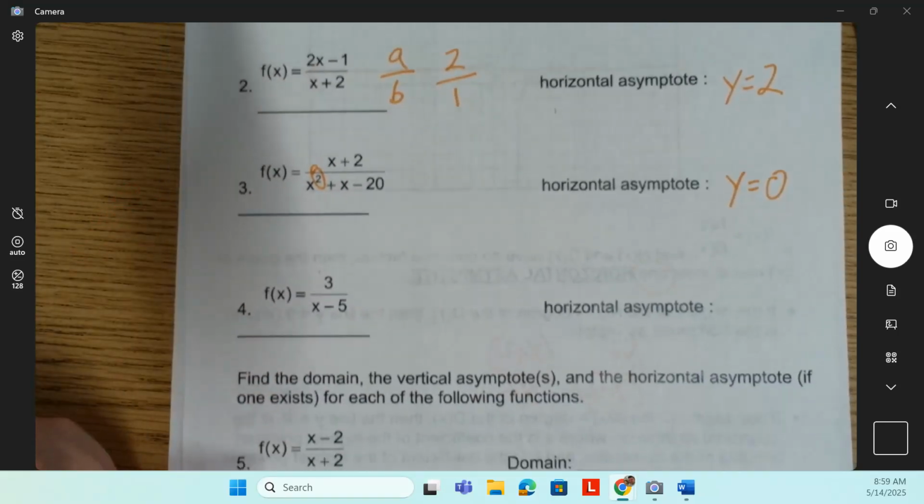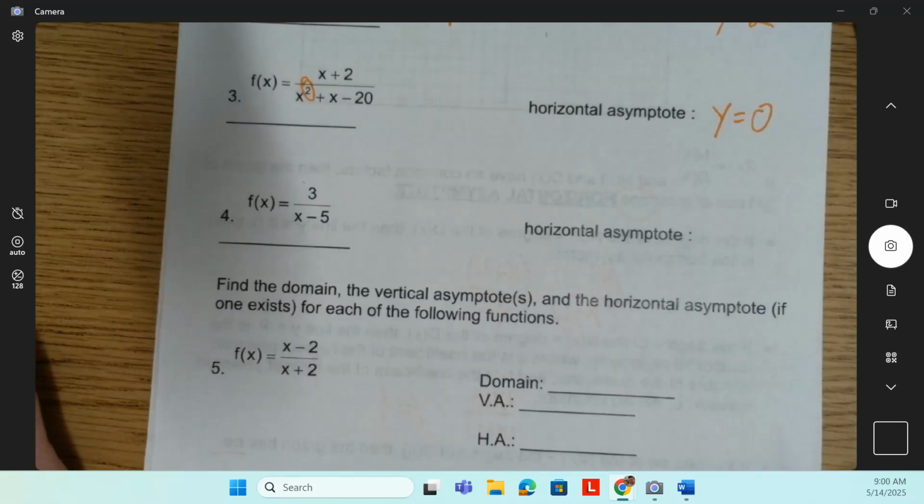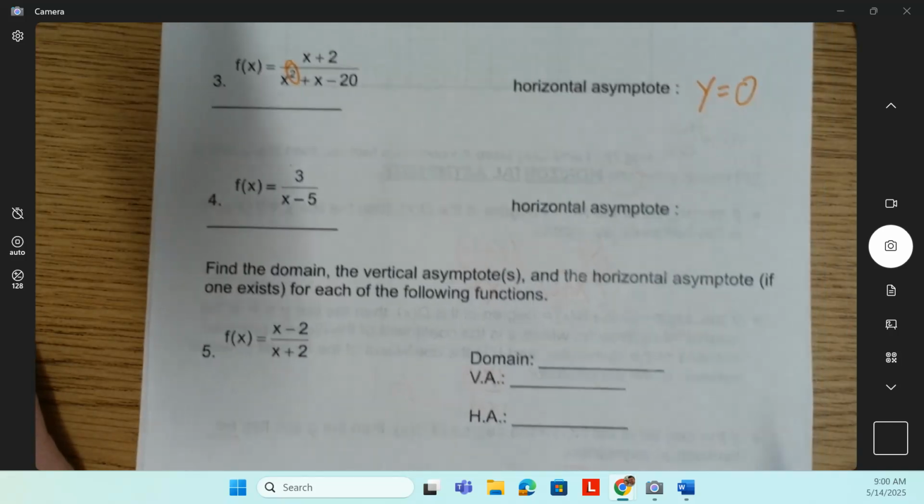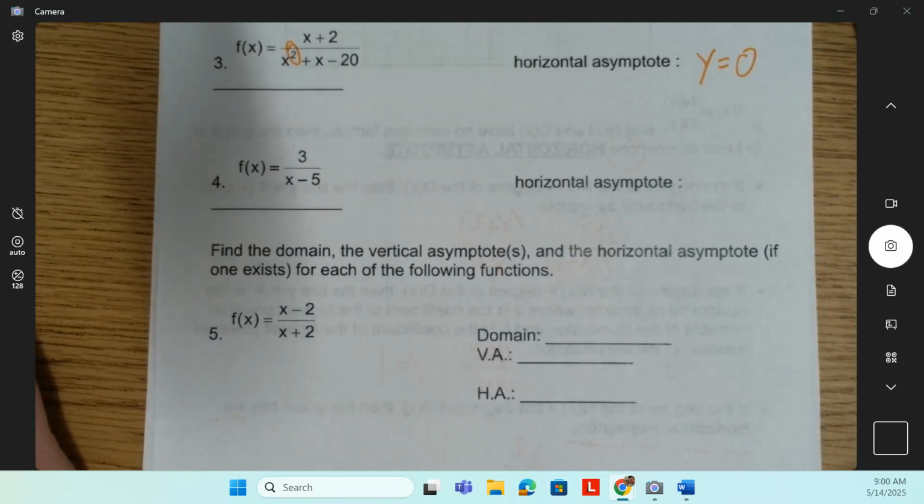So the rest of these go through doing all three parts, but that gives you the basics of how to find those horizontal asymptotes, how to find the domain, and those vertical as well.